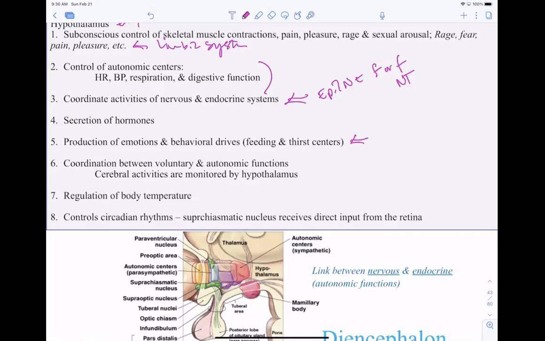It's a behavioral drive. And sometimes these get a little out of whack, especially feeding centers. We're finding that large amounts of adipocytes produce a hormone called leptin, and it stops working in the hypothalamus, in the feeding center. And so you constantly have the behavioral drive to eat.